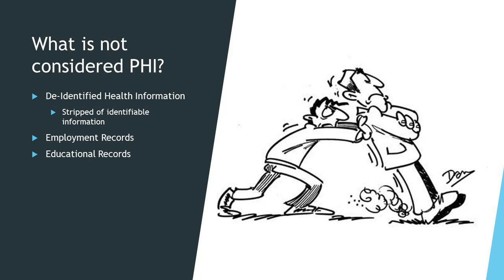What is not PHI? Well, de-identified health information, which is stripped of identifiable information, employment records, and educational records. The HIPAA privacy rules do not apply to information that does not move through a health plan. Pre-employment screens, sick leave requests, FMLA requests, and return to work notes are not directly subject to HIPAA.